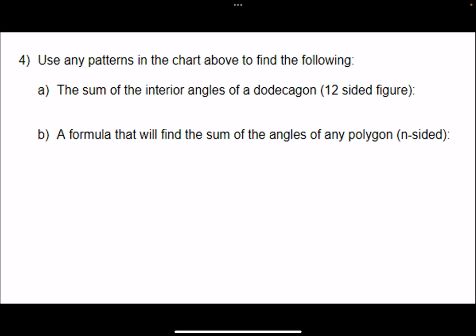Okay, use a pattern. Sum of the interior angles of a dodecagon, 12 sides. Well, let's see. I think if we go back and look, we find out that we have 2 fewer triangles, so we're going to have 10 triangles. So that's going to be 10 times 180, which is 1800. Okay, so let's see if we can get a formula. So for any polygon with n sides, well, we said that it's always the number of sides minus 2 times 180. So there's our formula.